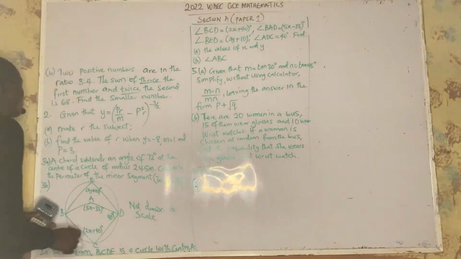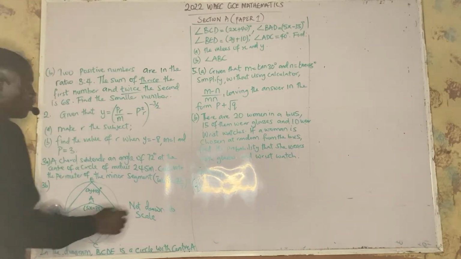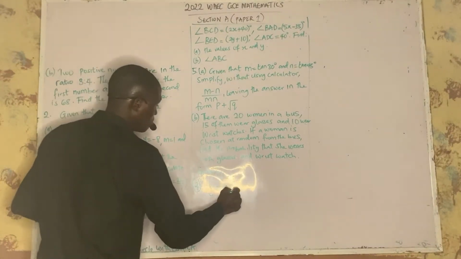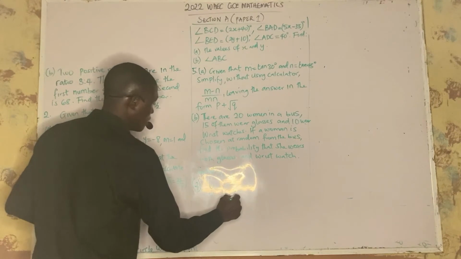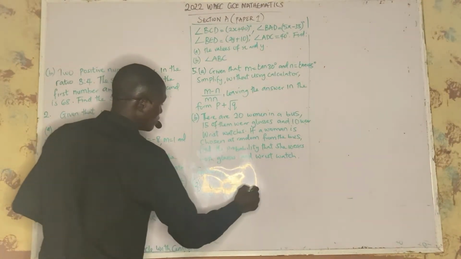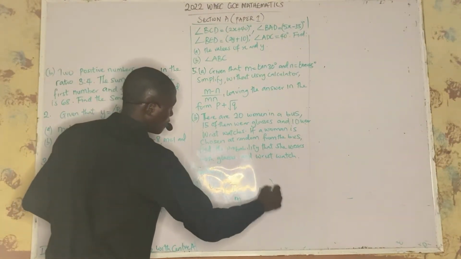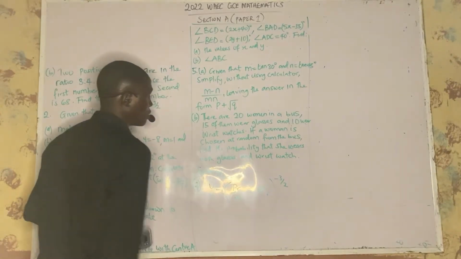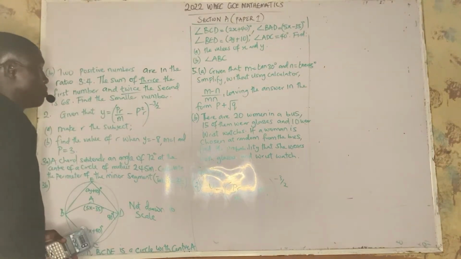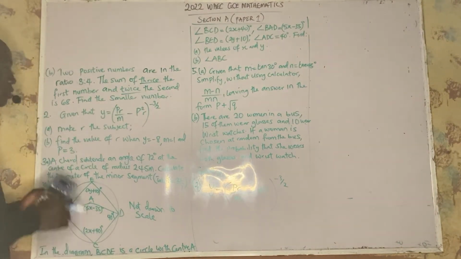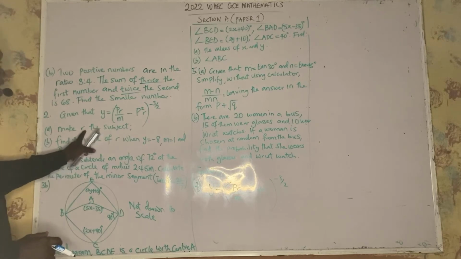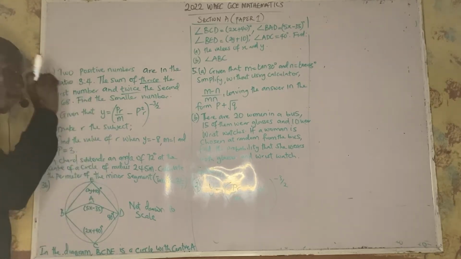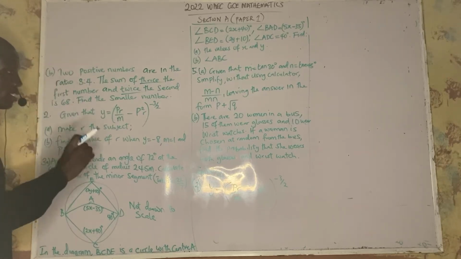Question number 2. Given that y is equal to open bracket PR over M minus P squared R raised to power minus 3 over 2. Now, what are we going to do concerning this one? We have to make R the subject of the formula. Make R the subject of the formula.